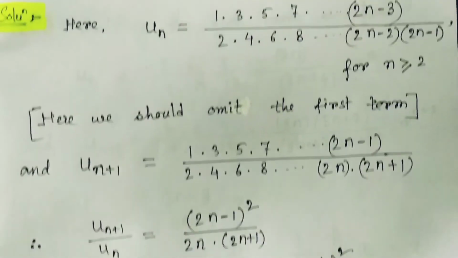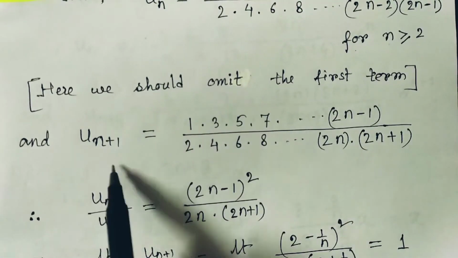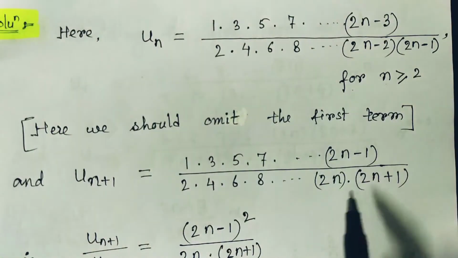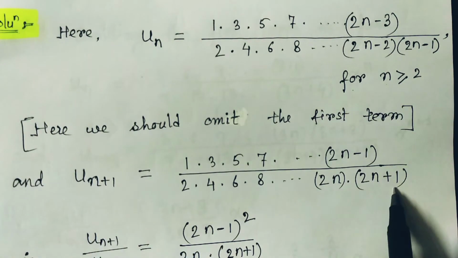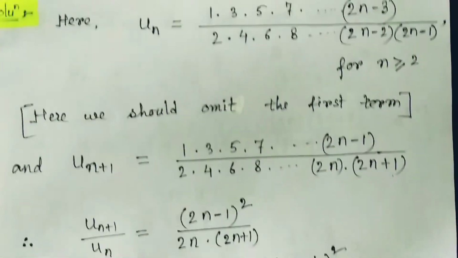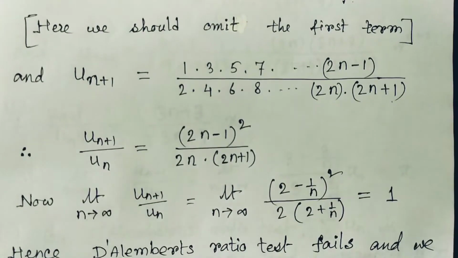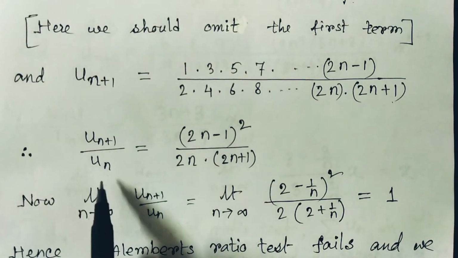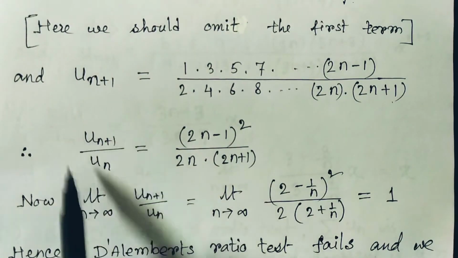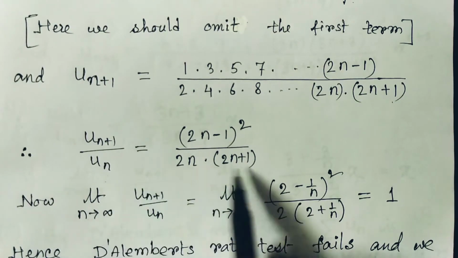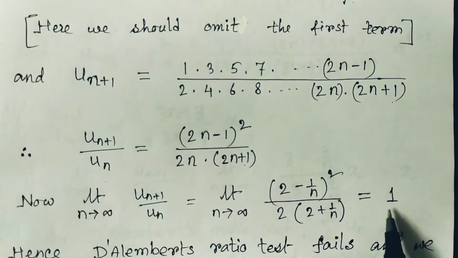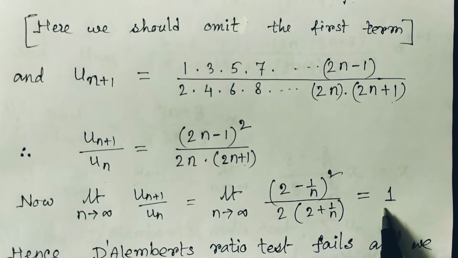Now from here we should find un plus 1. In un, just substitute n with n plus 1, and whatever value you get, that is your un plus 1. Now we take the ratio of these two, at first un plus 1 by un. Why do we do so? Because in D'Alembert's ratio test we find this. If we do that and take the limiting value, we find that the value is 1.